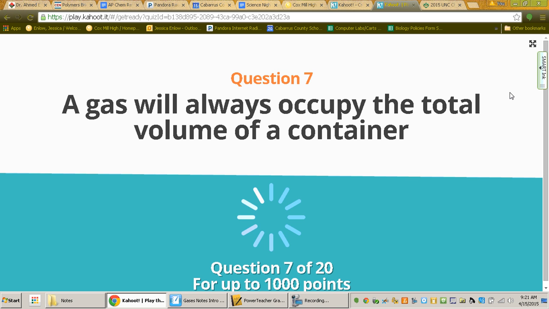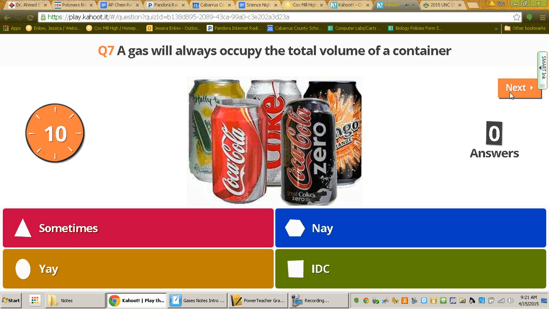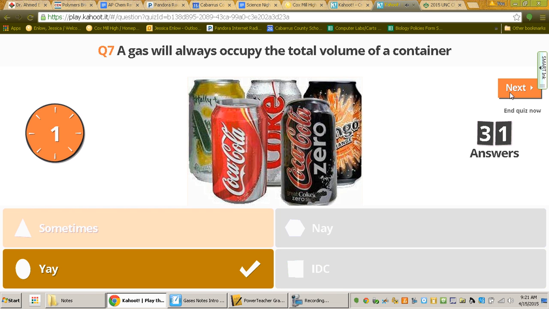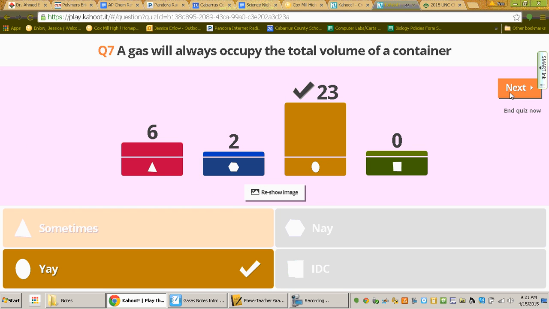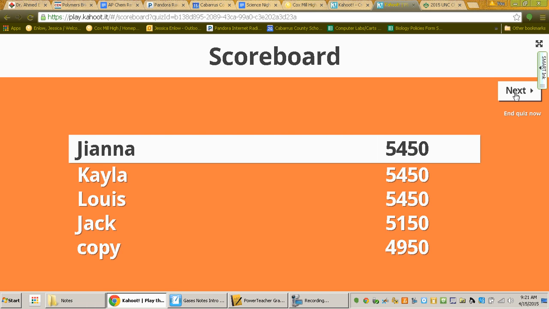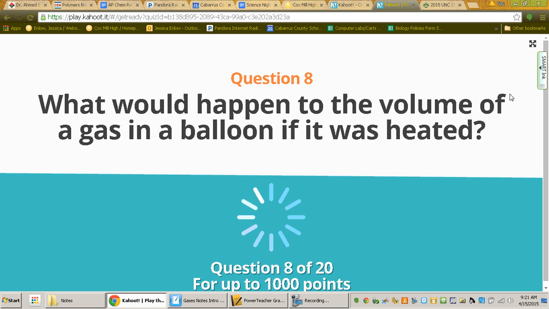A gas will always occupy the total volume of a container. No, gas is always contained. What would happen to the volume of a gas in a balloon if it was heated?